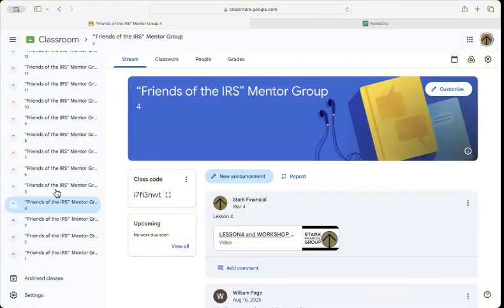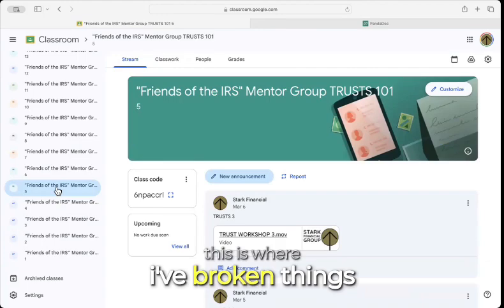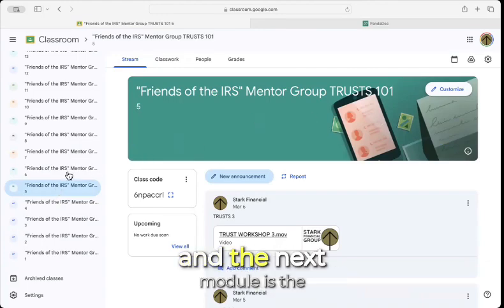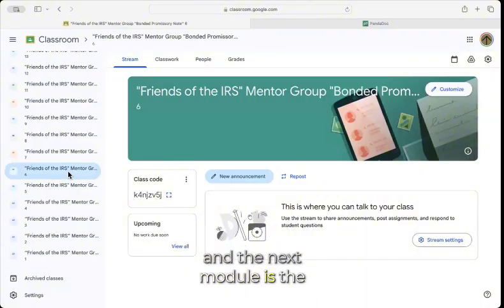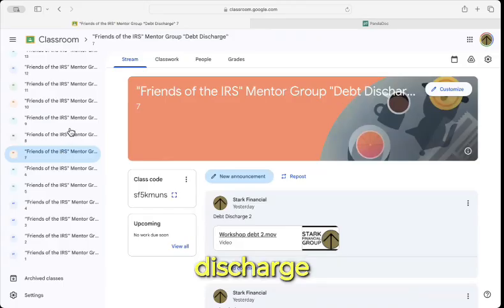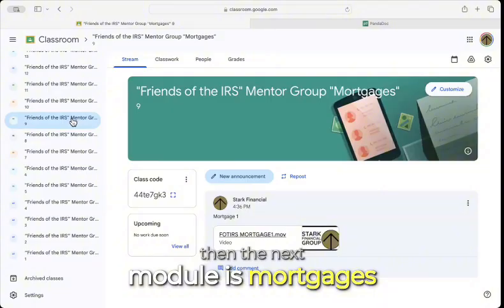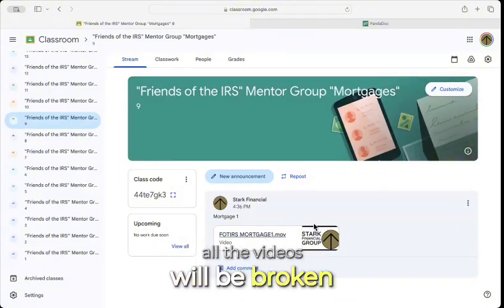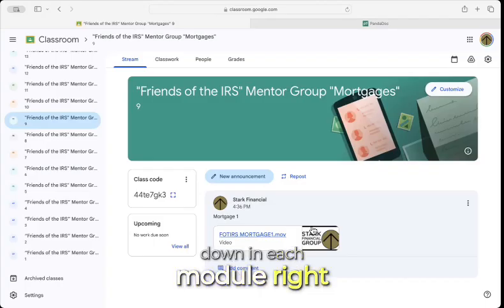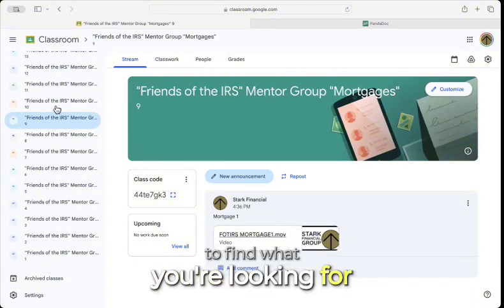Four. And then once you get into five, this is where I've broken things up a little bit, right? So the first module is trust. Then the next module is the bonded promissory note. Then the next module is debt discharge. Then the next module is car loans. Then the next module is mortgages. And so all the videos will be broken down in each module, right? So you don't have to go searching through everything now to find what you're looking for, right?